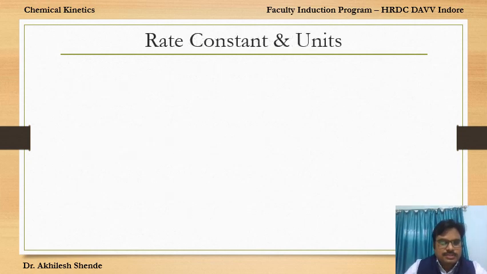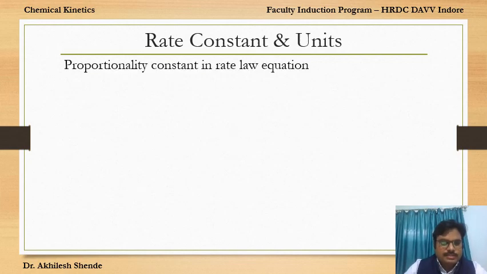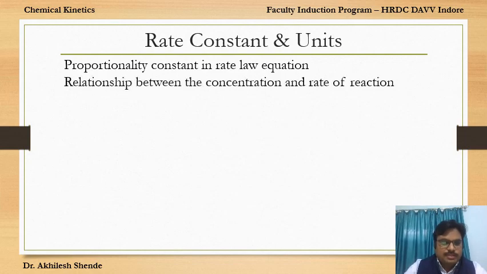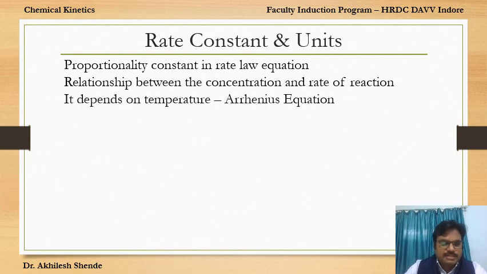Now, let's move toward the rate constant and its unit. It is a proportionality constant in the rate law equation. It shows the relationship between the concentration and rate of reaction. It depends on temperature, as given by the Arrhenius equation. We will discuss this equation in more detail in our upcoming lectures.